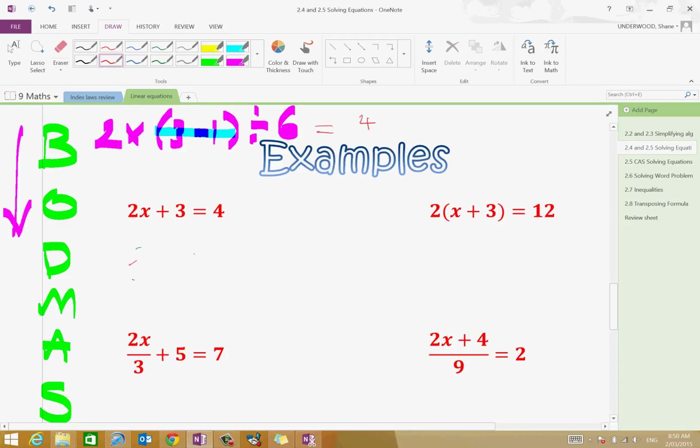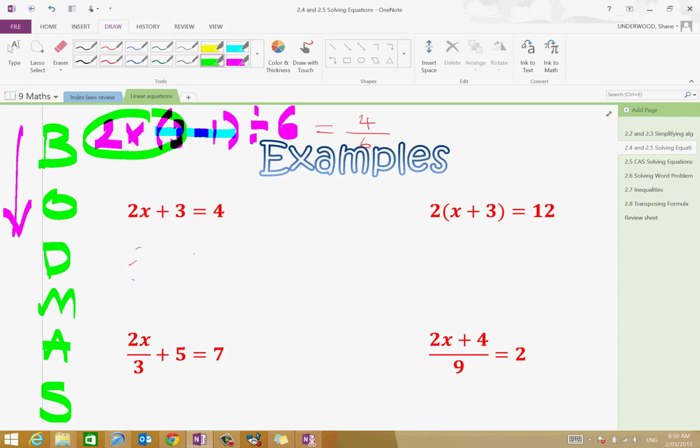Okay? Now, if you didn't do it in that order, what could you do? You could say, because we don't do the brackets first, 2 times 3 is 6. 6 minus 1 is 5. 5 divided by 6 isn't what we had, 4 over 6, is it?